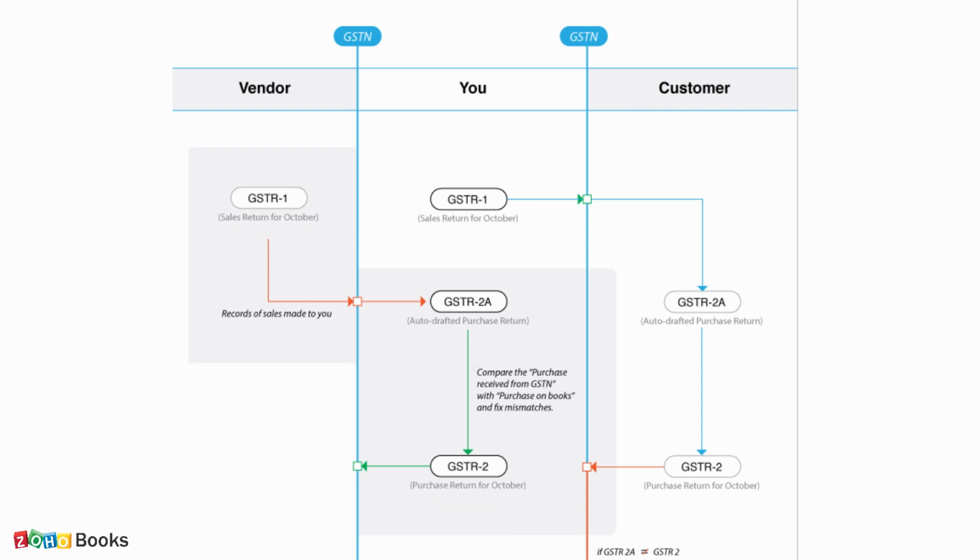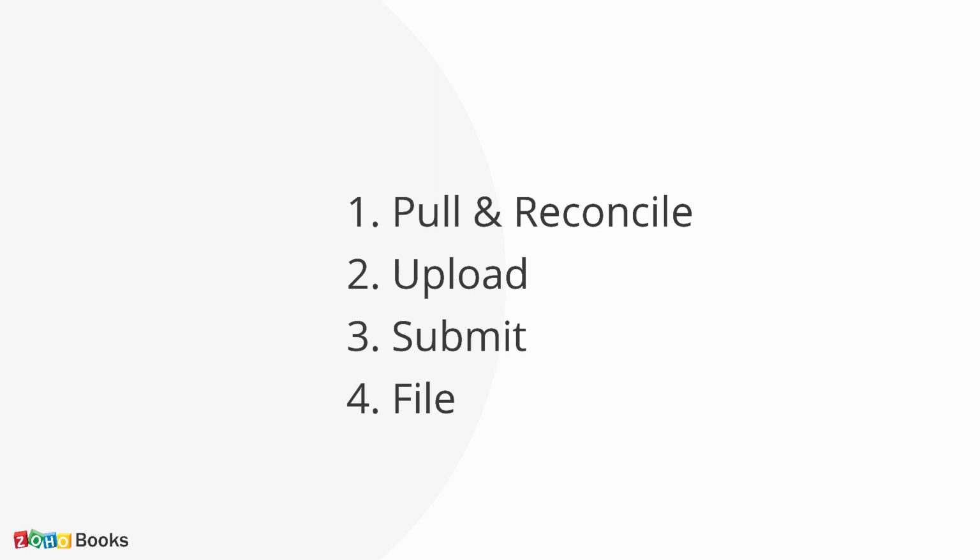You can check this information, make changes if necessary, and add any details that were not added by your vendor. Then, you can push the reconciled transactions into the GSTN and finally file the GSTR-2 return. GSTR-2 filing is a four-step process. You will have to first pull GSTR-2A from GSTN and reconcile them with transactions you have recorded within Zoho Books. Then, you have to upload the transactions into the GSTN, followed by verifying and submitting the transactions. Finally, you will have to file the return.